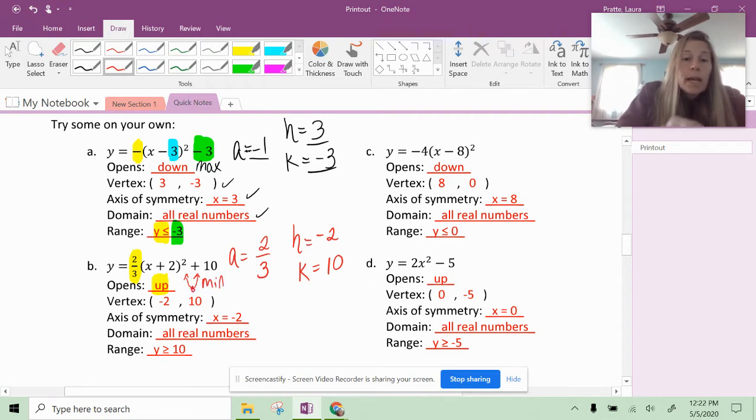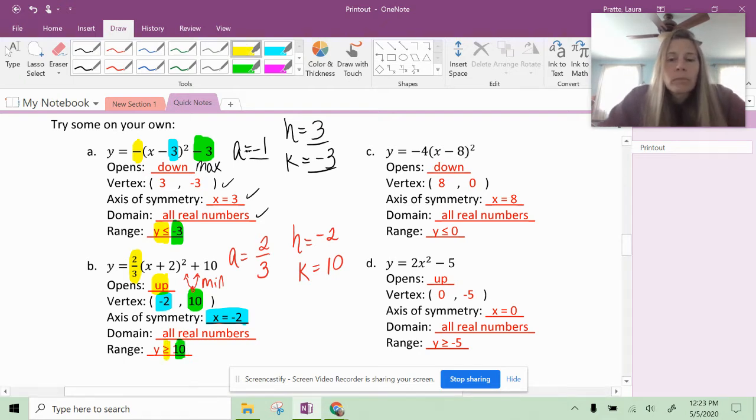The vertex is going to be your H and your K. Since I know my H is this negative 2, I have a negative 2 there. It's also my axis of symmetry. And then my K was 10, so that's the other half of my vertex. And that means my range is going to be greater than or equal to 10. Domain's always all real numbers.